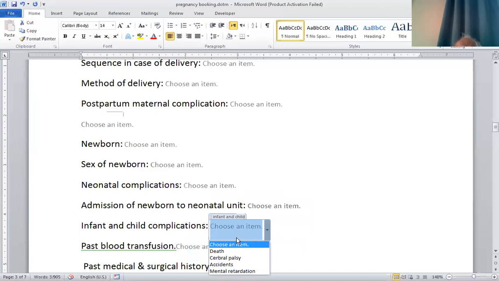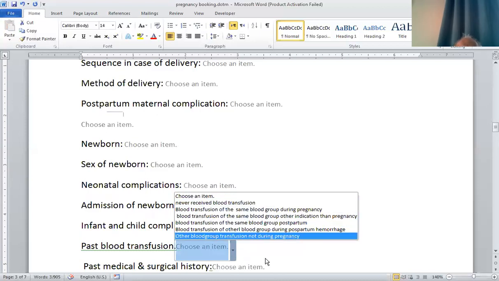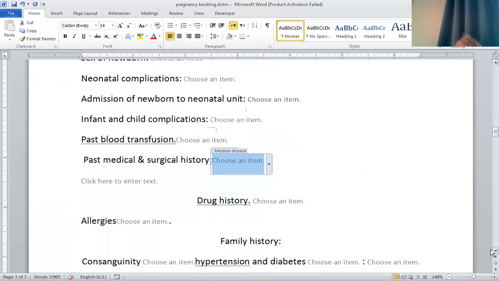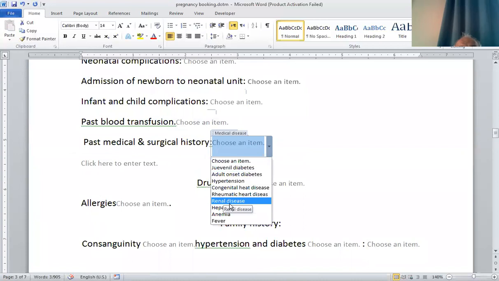the infant and children have any problem: death, pregnancy accident, and mental retardation. And then we are going to tell whether the patient received blood transfusion or not, and whether the blood transfusion was related to the pregnancy or not related to the pregnancy. And then we are going to ask about past medical history: juvenile diabetes, adult onset diabetes, hypertension, congenital heart disease, rheumatic heart disease, renal disease, hepatitis, anemia, and fever.